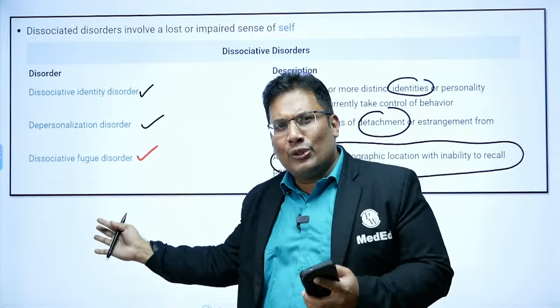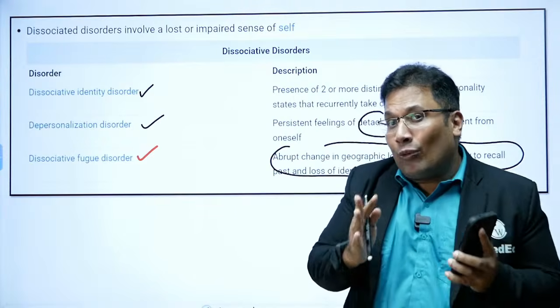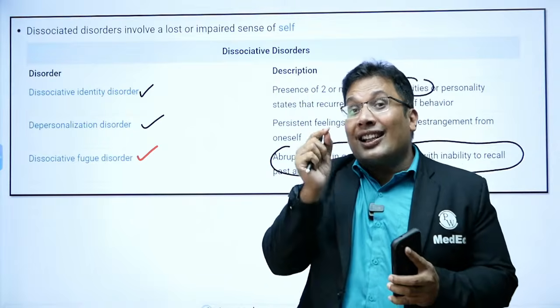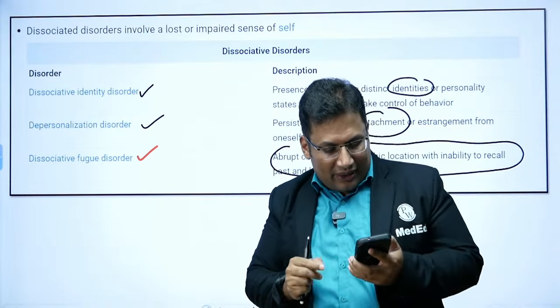All these are very confusing. I hope now it is clear. So again, this is very important in forensic psychiatry. Why? Because it is related to McNaughton's rule, criminal responsibility of the insane.